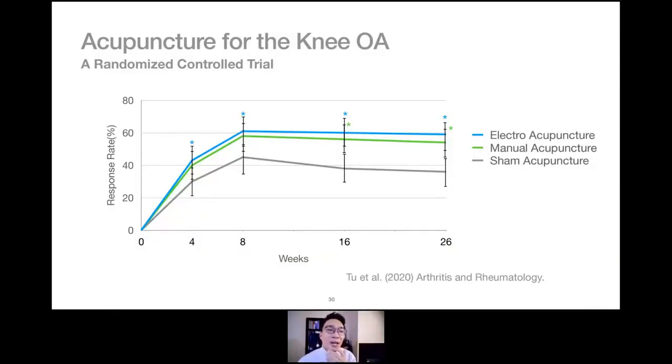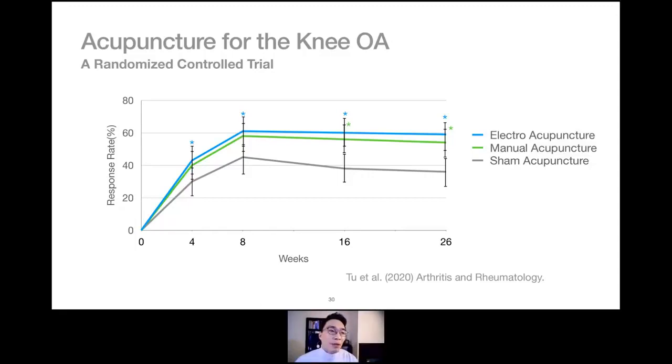That's our work. And there's another study on acupuncture for knee OA, which was recently reported in 2020, and it compared intensive treatment, more than 3 times a week for more than 4 weeks. The patients were treated in 3 arms. The first one was electroacupuncture, the second one was manual acupuncture, and the third one was sham acupuncture. The result was like this. The outcome was measured in terms of response rate.